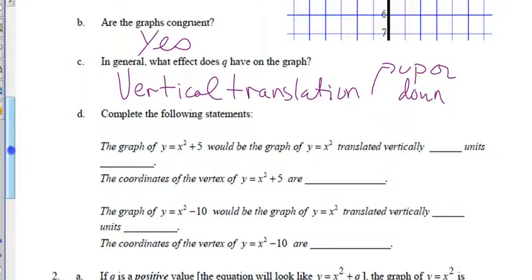Complete the following statements. The graph of y equals x squared plus 5 would be the graph of y equals x squared translated 5 units up. Or you may say up 5 units, right? But not in this case because blanks only fill in nicely. Coordinates to the vertex are 0, 5.